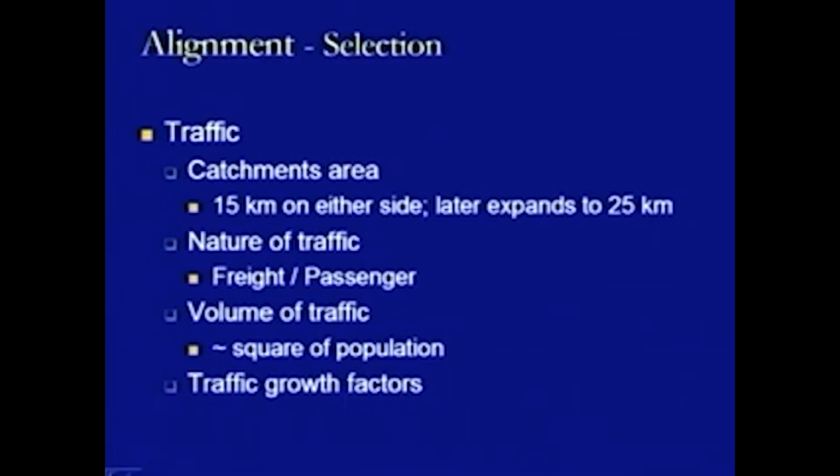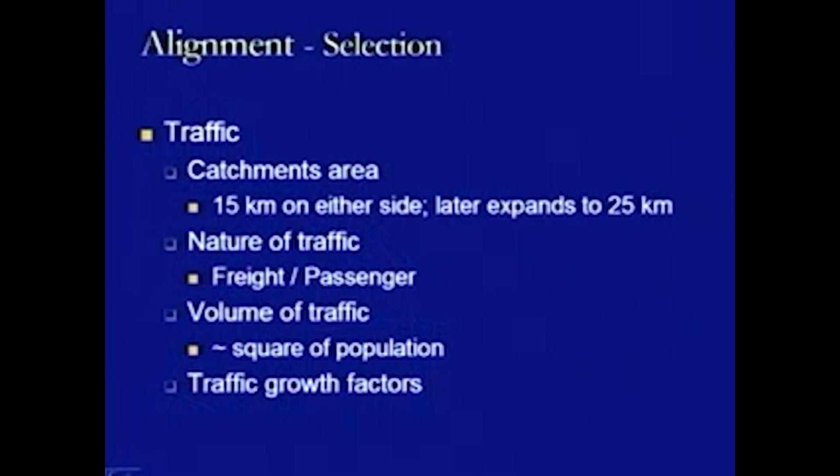Now, when a new alignment is being fixed, it is difficult to estimate what the traffic moving along this alignment is going to be. In the very beginning, the catchment area of that alignment is taken as 15 kilometers on either side. That is, if we take the transverse direction, 15 kilometers on either side means a total 30 kilometer patch along the alignment, from which people will be coming, or from which freight will be coming to this alignment for its movement.